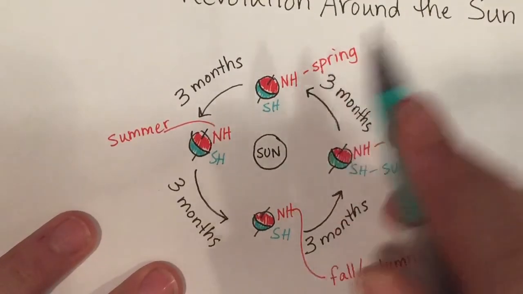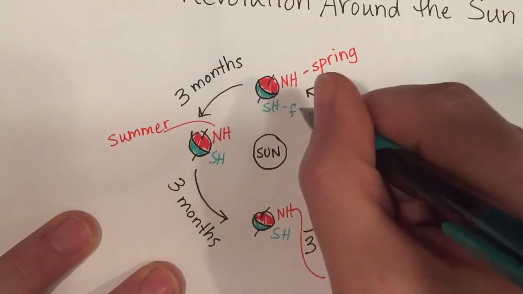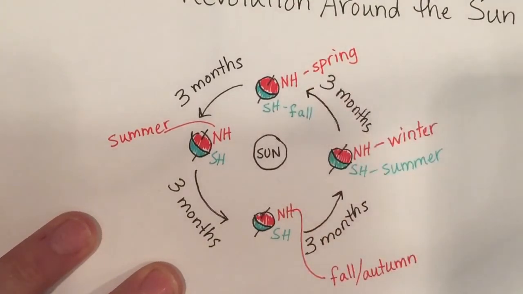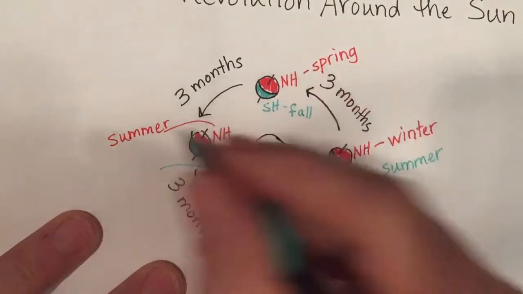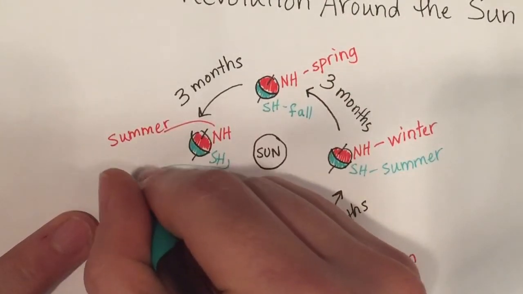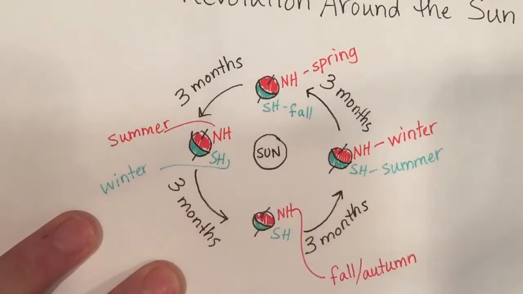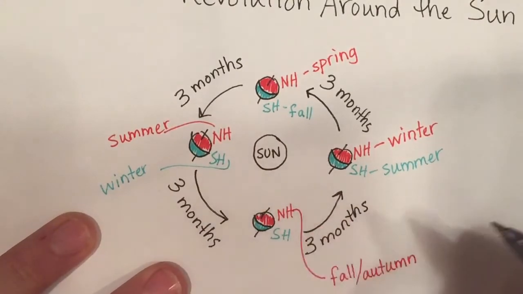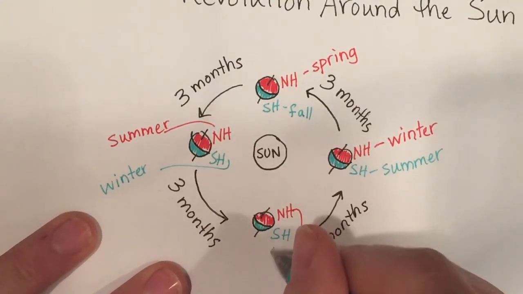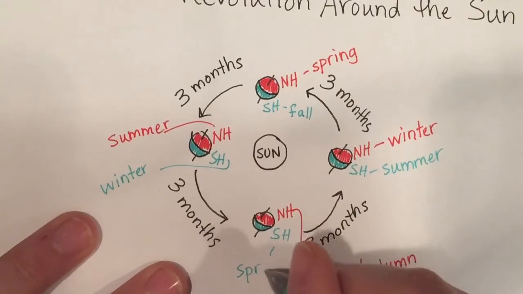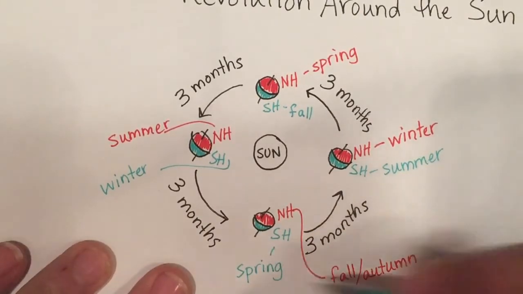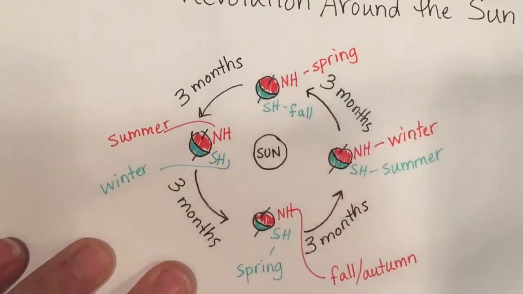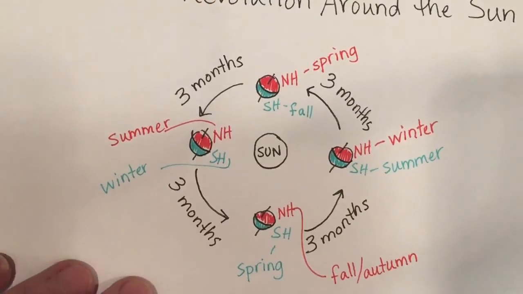When it's spring for us, it is fall for them. When it is summer for us, it is winter in the southern hemisphere. And last but not least, when it is fall for us, it is spring for them. It all works in opposites. If you know the order of the seasons, then you can very easily figure out the pattern that goes on this model. We're going to add a few more things.